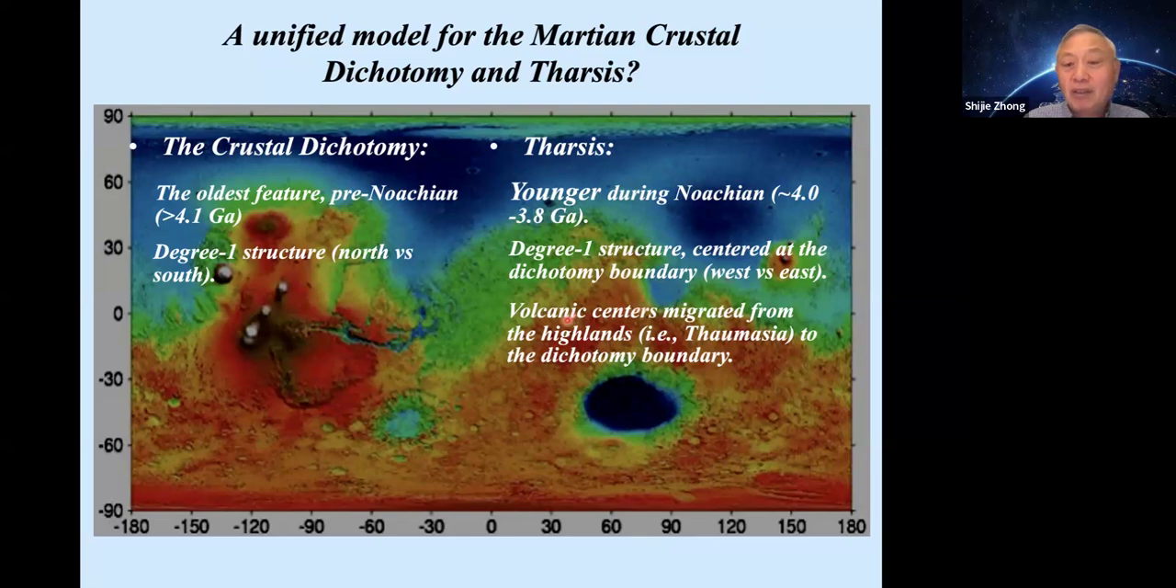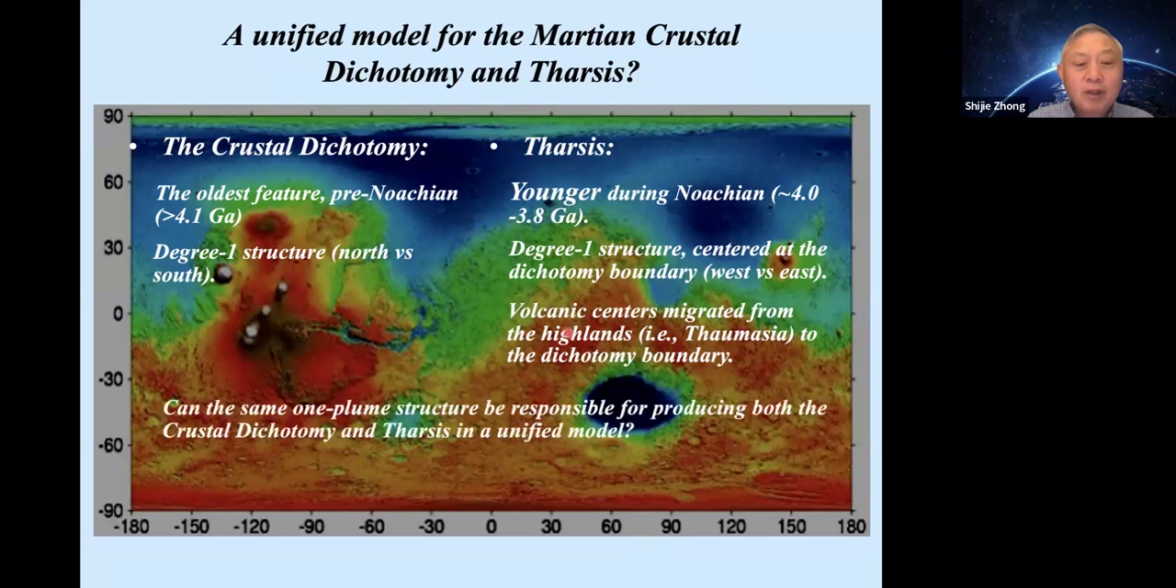And there are also significant volcanic center migrations, right? So the question here is, there might be some genetic connection between the crustal dichotomy and the Tharsis, right?